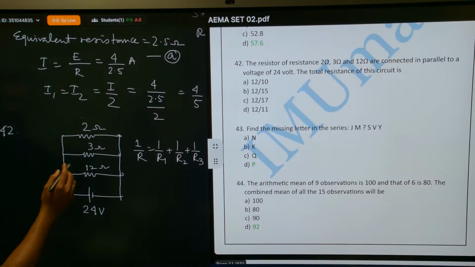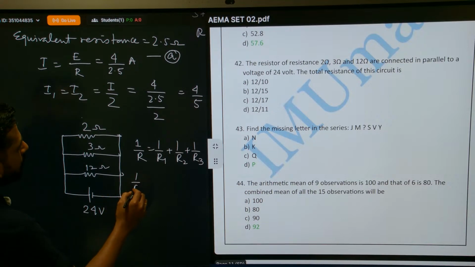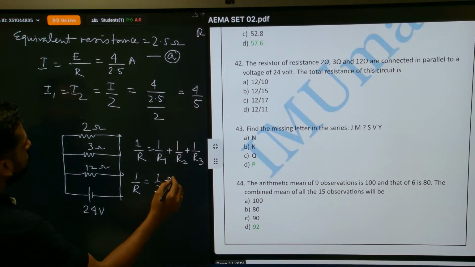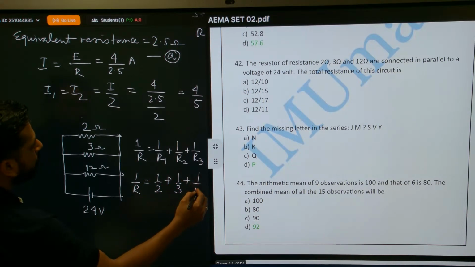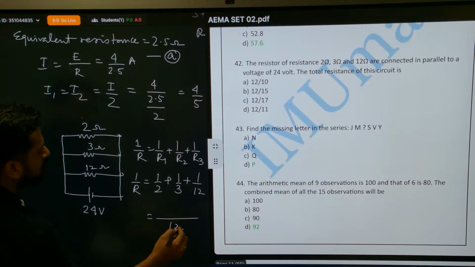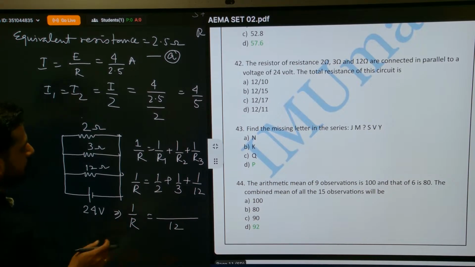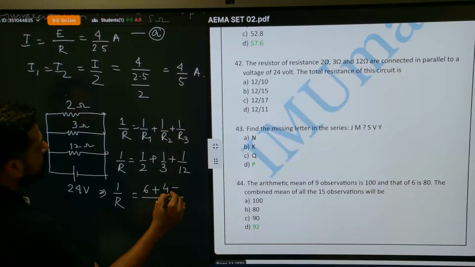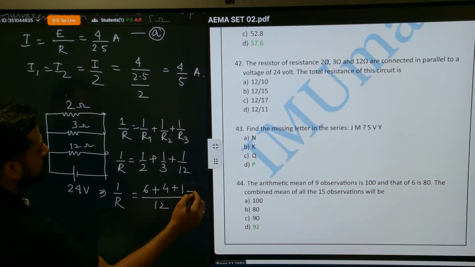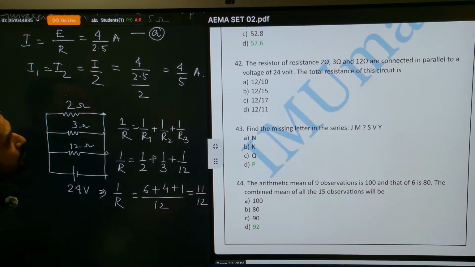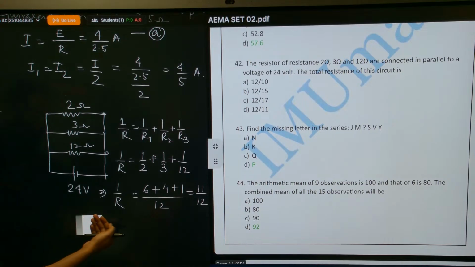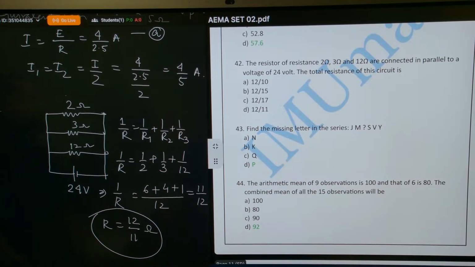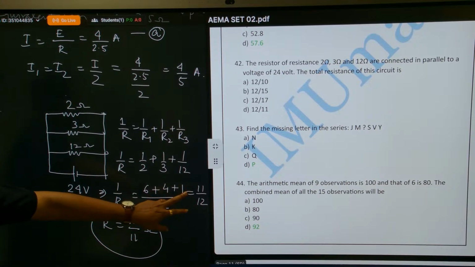Okay. It is 1 over R, which means 1 over 2, 1 over 3, 1 over 12. So the LCM comes to 12: 6 plus 4 plus 1. It is 11 by 12. So R would be 12 by 11. Do remember to take the reciprocal of it.